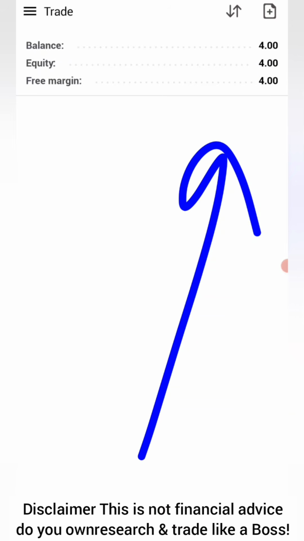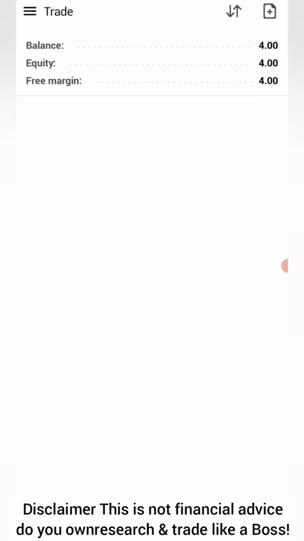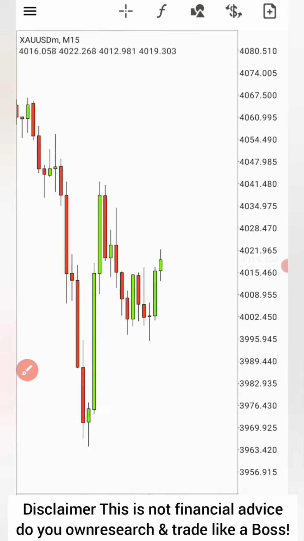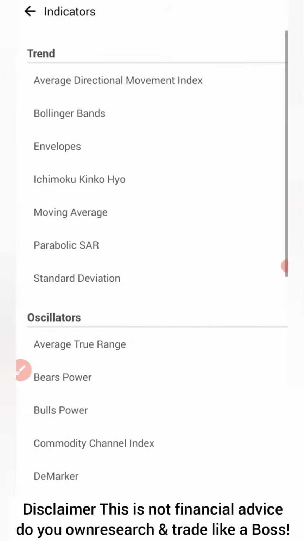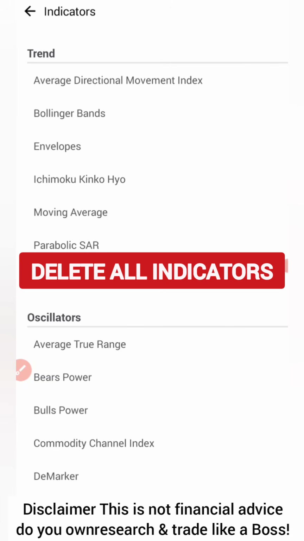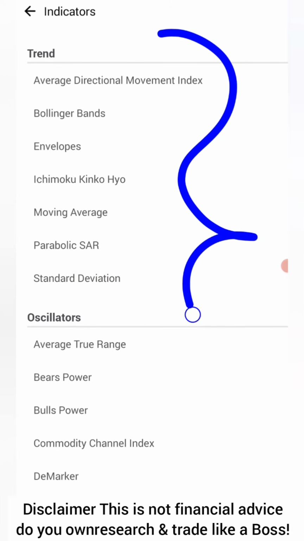So if you only have $4 and want to raise it into a big account, this is what you need to do. If you have indicators on your chart, let's say you have 5 indicators, 10 indicators, the first thing that you need to do is to delete all the indicators that we have and actually choose a very simple but powerful trading indicator.